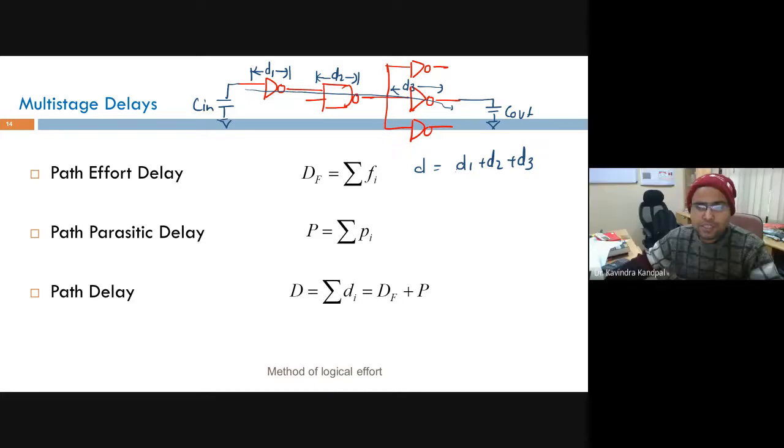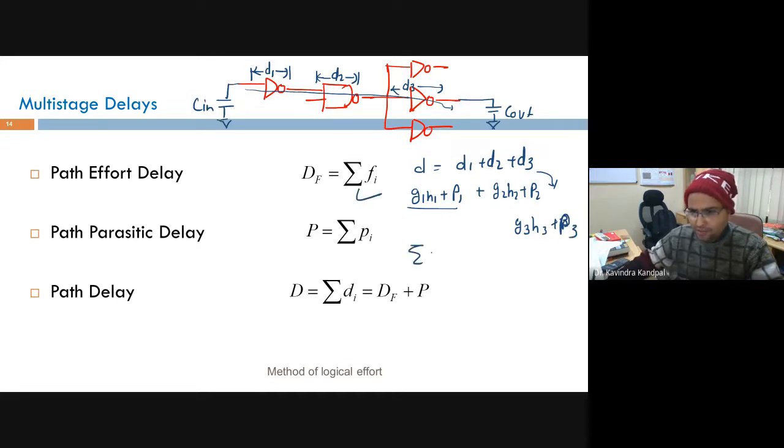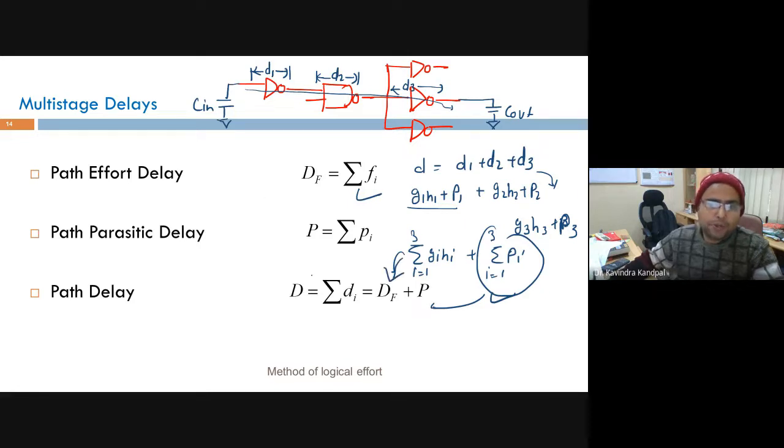Yes. What is the delay D1? G1 H1 plus whatever the parasitic delay. This is an inverter, so it is P inverter, or you can say P1 for simplicity here. What is D2? G2 H2 plus P2. What is D3? G3 H3 plus P3. In other words, you can say the sum of Di means sigma of Gi Hi from i equal to 1 to 3 plus sigma of Pi, i equal to 1 to 3. This part you can say capital P and this part you can say capital D. So this is how you can calculate the delay.